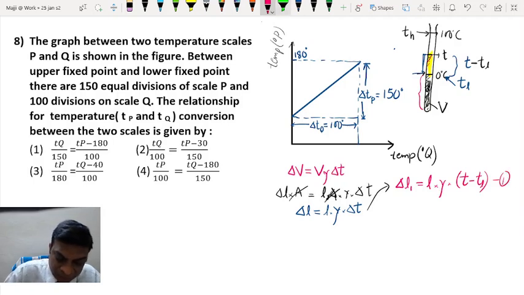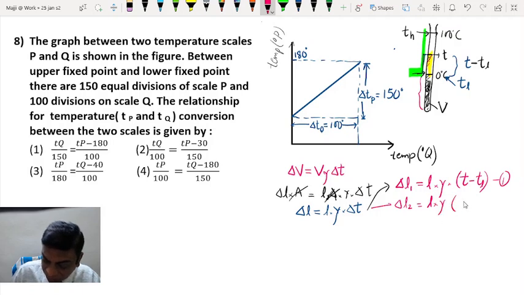Next, let us consider the expansion from 0 to 100 degrees Celsius, that is from the lower fixed point to the upper fixed point. Then if we write the equation once again, we have delta L2 is equal to L into gamma into (TH minus TL).